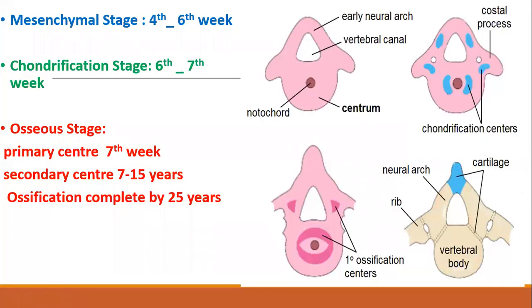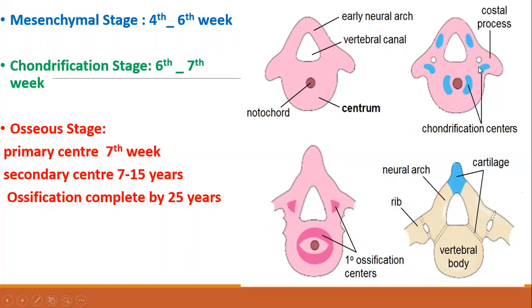When you are discussing the development of vertebrae, you must know that vertebrae pass through 3 stages: mesenchymal stage, chondrification stage, and the osseous stage. In the mesenchymal stage, this mesenchyme is going to arrange around the developing notochord, this light pink structure, and this mesenchymal stage takes place by 4 to 6 weeks of intrauterine life. And by 6th to 7th week of intrauterine life, chondrification centers appear in these mesenchymal structures. Chondrification centers appear because they are going to form hyaline cartilage model.